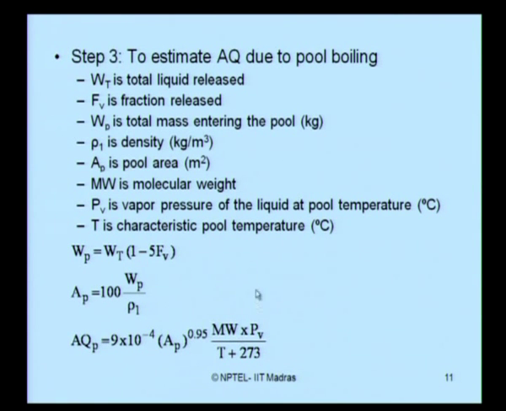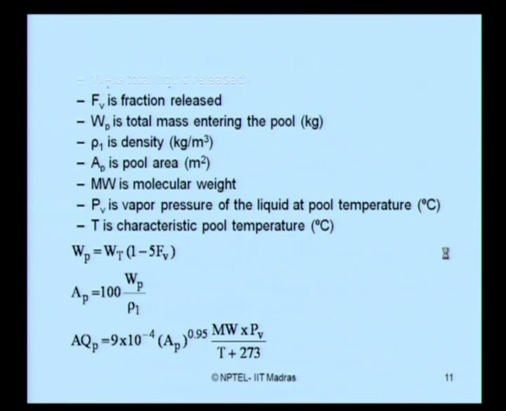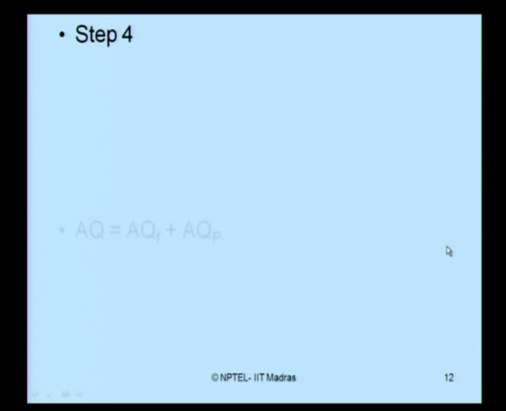where Mw is the molecular weight, Pv is the vapor pressure, T is the characteristic pool temperature in degree Celsius. I can also find Wp from this equation and Ap, which I have got to use from this equation, which is a function of Wp and ρ1. Therefore, ladies and gentlemen, I can find airborne quantity due to pool boiling or airborne quantity due to flash only if it is a liquid release from these previous equations as I discussed.